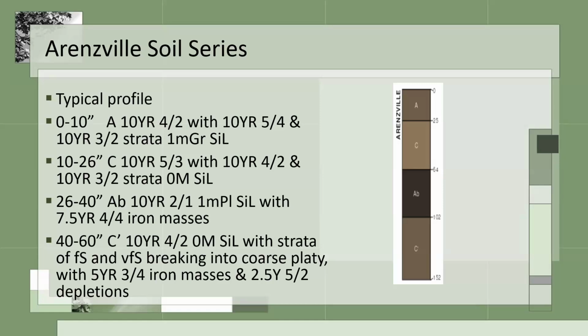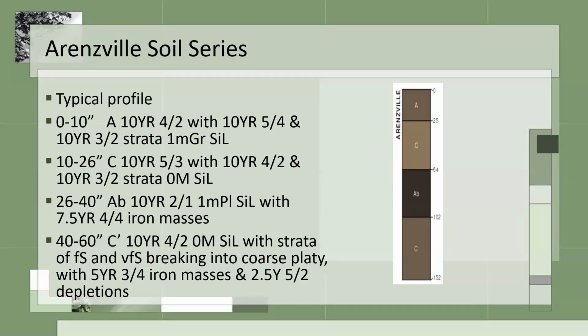so a weak medium granular structure. 10 to 26, we have a C horizon already. So remember, that's a parent material. So it's a 10YR 5/3 with 10YR 4/2 and 10YR 3/2 strata, and it's massive silt loam. So it's just a depositional material laid in there. You'll see it in sort of layers or strata, but it's showing that it's massive. It's laid in there. It's compacted, massive. It hasn't been worked on or it hasn't developed much. Remember, these are Entisols. These are newer soils, haven't had developmental time to develop more horizonation or other pedogenic processes.